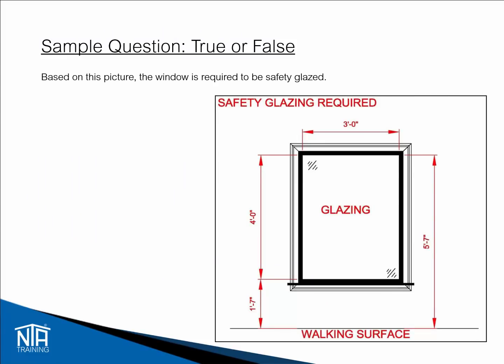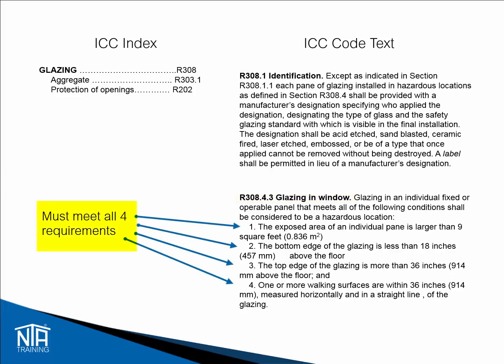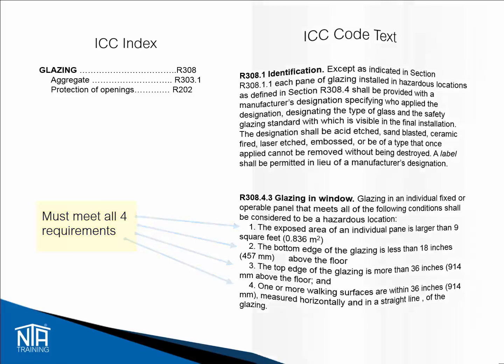True or false? The window in this picture is required to be safety glazed. Start by using the keyword glazing, since you know you are looking for requirements for a safety glazed window. The index will lead you to R308 for glazing. As you read through this section of the code, you will come across R308.4 for hazardous locations, which includes R308.4.3, glazing in window. In this section, there are 4 requirements, and all 4 must be met to require a window to be safety glazed.